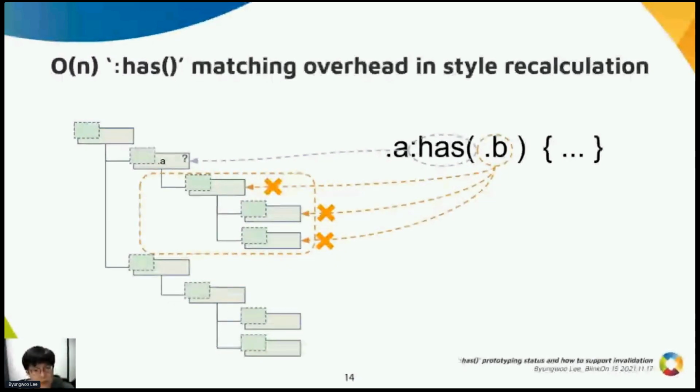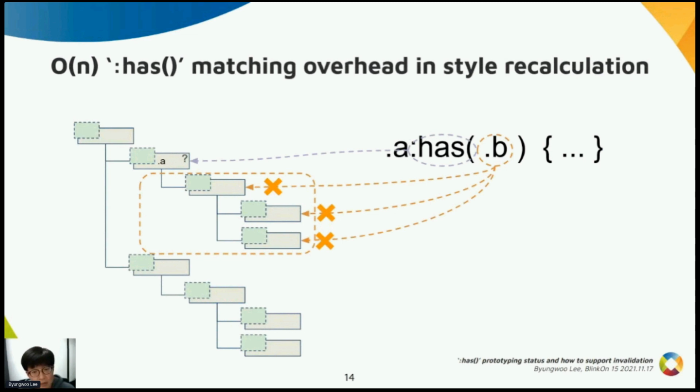So to get the :has state, we need to match all the subtree elements with the argument selector. So matching :has is an O(n) operation, where n is the number of subtree elements. And because of this, matching :has is a heavier operation than matching other selectors. In the worst case, if we have a style rule using :has, a style recalculation can be an O(n squared) operation because there can be repeated argument matching operations on the same elements.